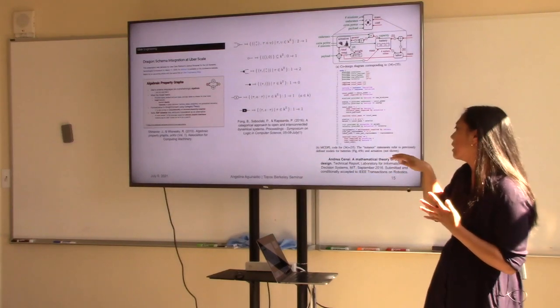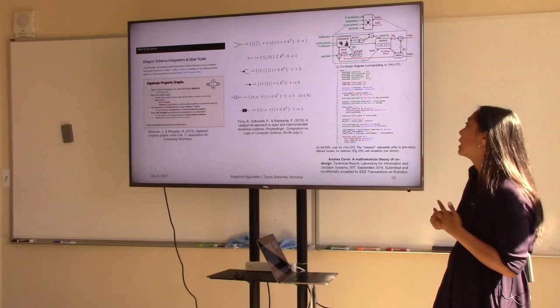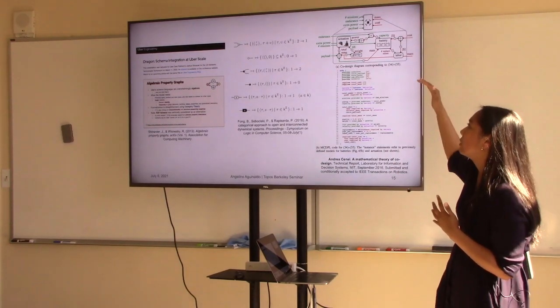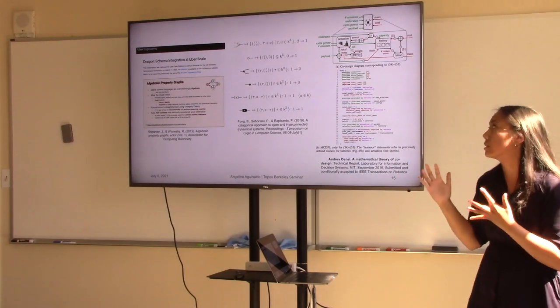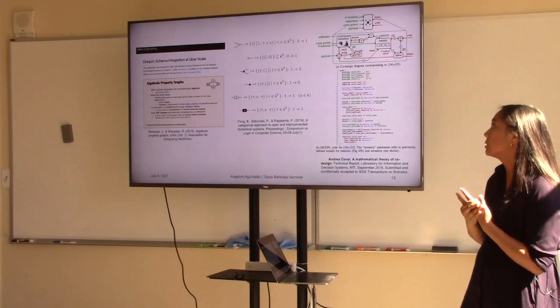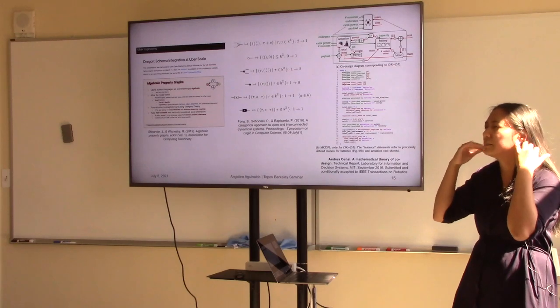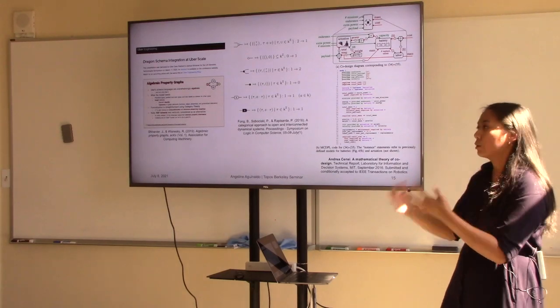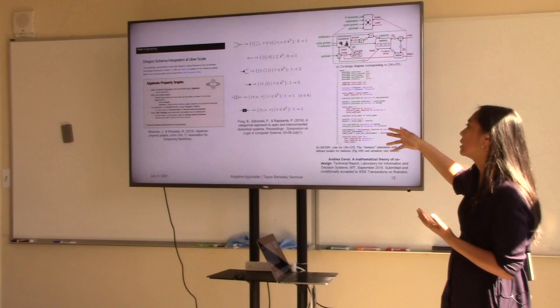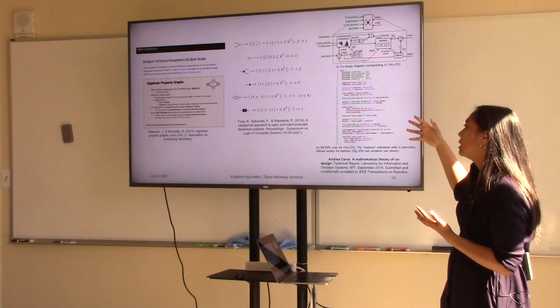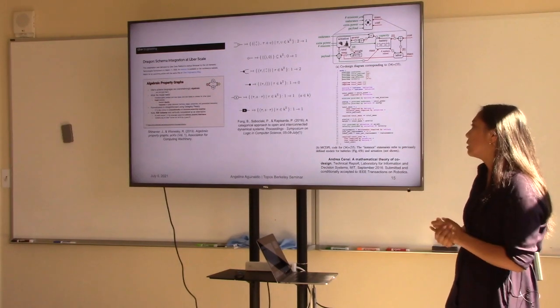And then Andrea Censi's mathematical theory of co-design, the idea of being able to make templates of your design and then provide instances of those templates, is a very natural way to think. It's an intuitive way to approach engineering design, but to think that you can actually capture that in a mathematical way is also another fascinating thing.